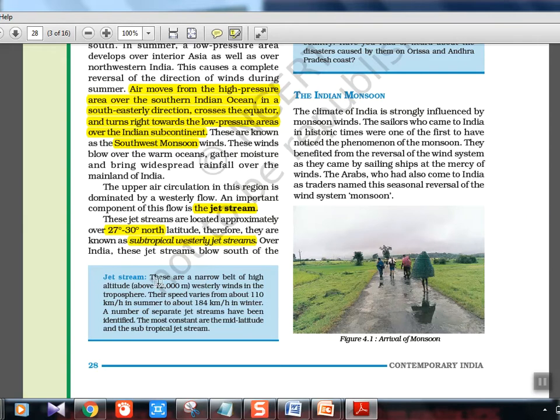Here again, this table we'll see. These are narrow belts of high altitude westerly wind in the troposphere. Their speed varies from about 110 km per hour in summer to about 184 km per hour in winter. A number of separate jet streams have been identified. The most constant are the mid-latitude and subtropical jet streams. Okay, so jet streams are fast blowing winds from the west, and since it is near the tropics, it will be called the tropical westerly jet stream.